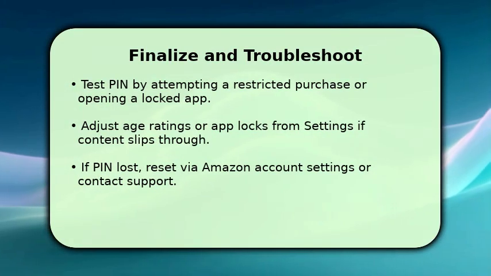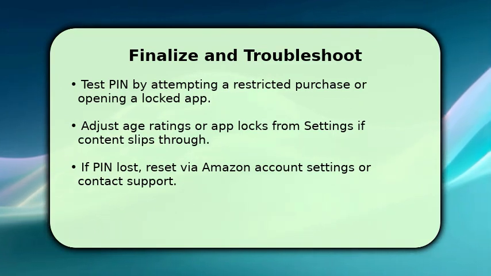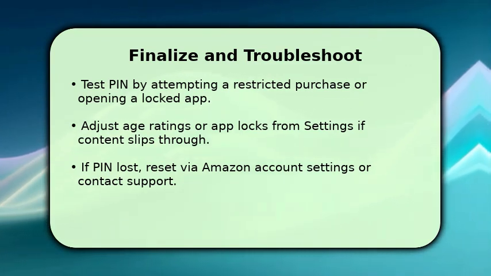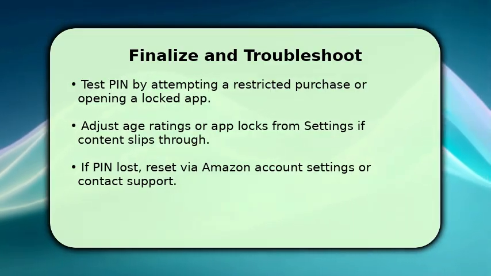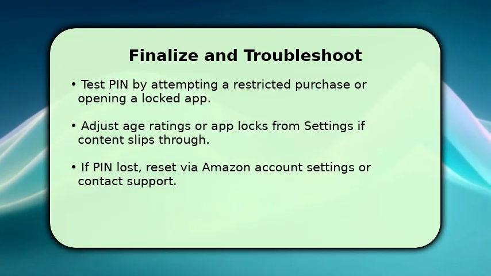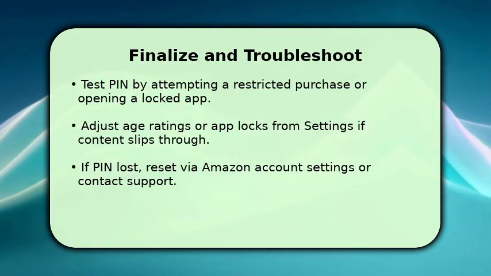Finish by testing the setup. Try opening a locked app or initiating a purchase to confirm the PIN prompt appears. If something still shows up that shouldn't, go back into parental controls and tighten age ratings or add that app to the lock list. Small adjustments are normal.